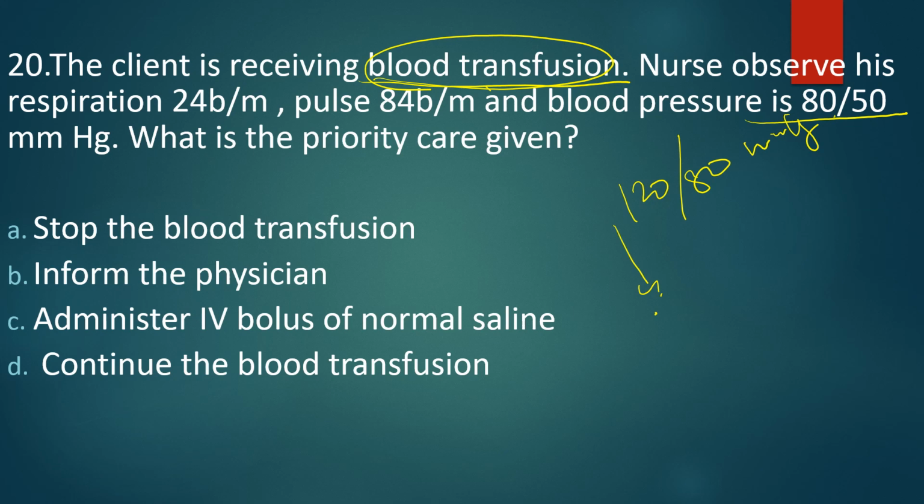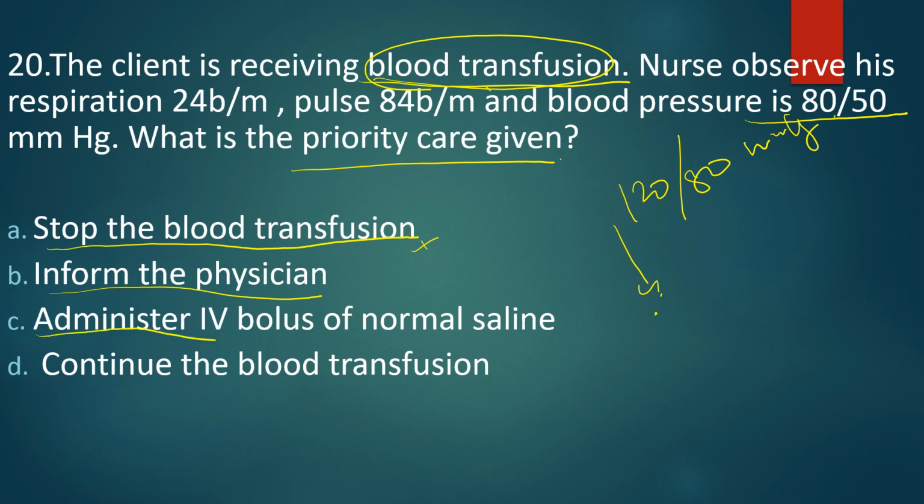But here the patient is receiving a blood transfusion and the blood pressure is 80 by 50. What is the priority care given? That's the question. Stopping the blood transfusion will lead to nothing. Inform the physician. Obviously, you have to inform the physician.